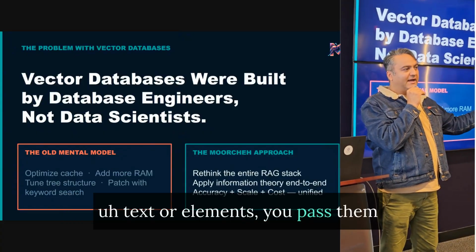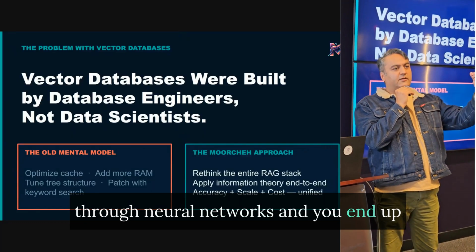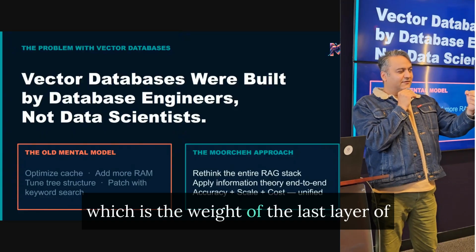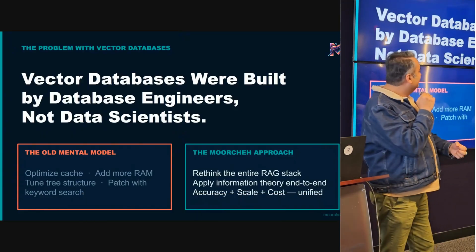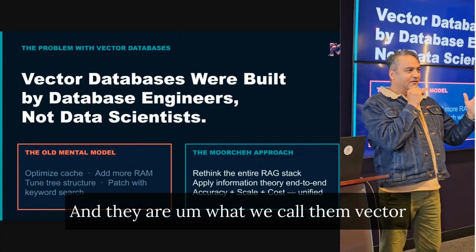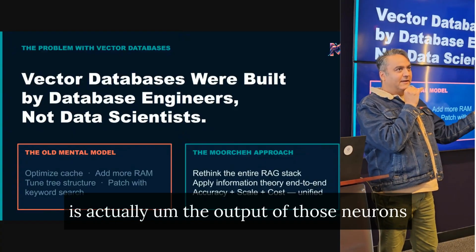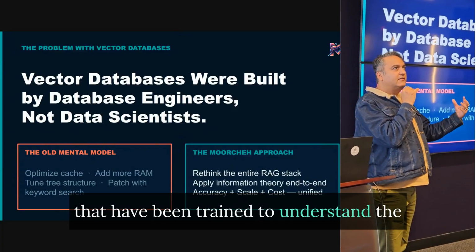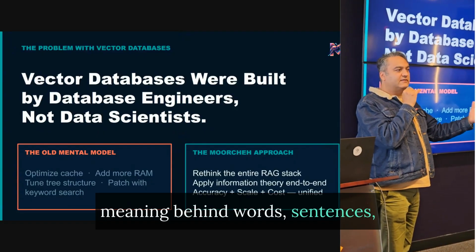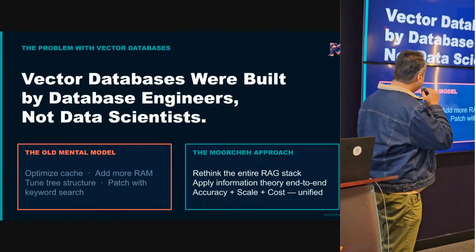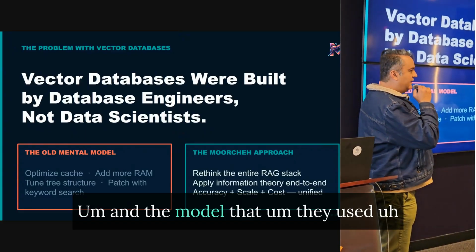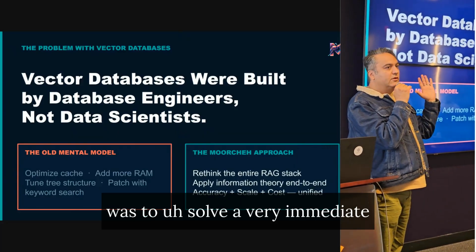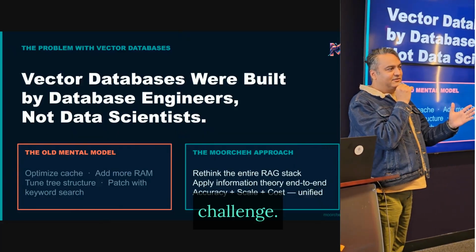What happens is that you take these text or elements, you pass them through neural networks, and you end up with what we call embeddings, which is the weight of the last layer of neurons. What we call vectors is actually the output of those neurons that have been trained to understand the meaning behind words, sentences, paragraphs, images, right? And the model that they used was to solve a very immediate challenge.